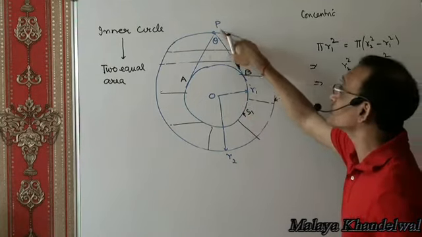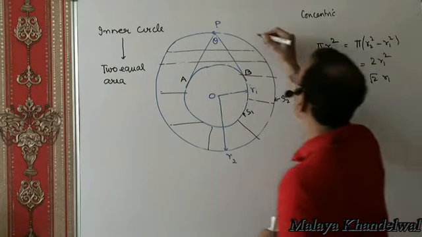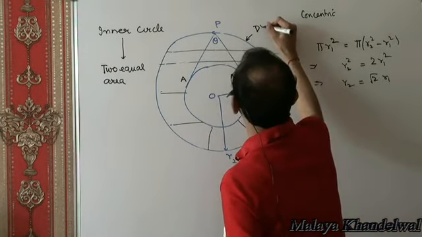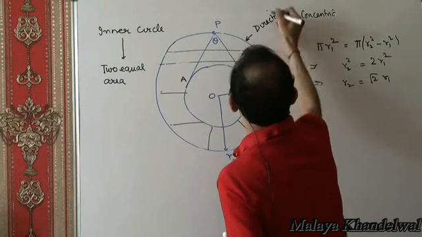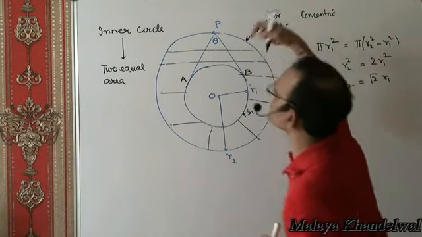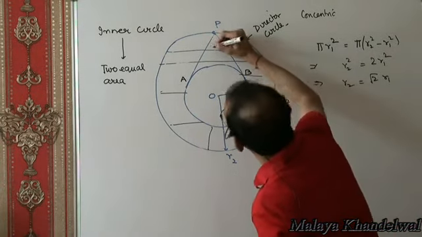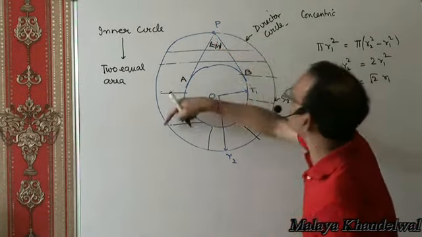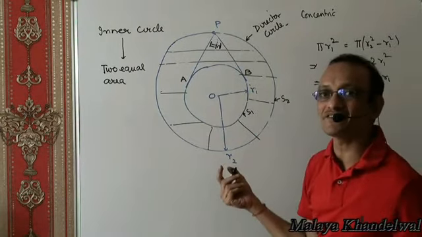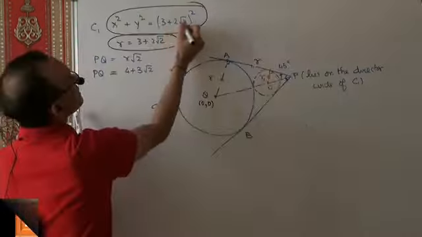That means if the radius of the outer circle is root 2 times the radius of the inner circle, this circle must be the director circle of the inner circle. And if it's the director circle of the inner circle, if I choose any point P on the circle, then the tangents must be perpendicular to each other. So the angle between PA and PB must be 90 degrees. Yes or no? Thank you so much. Bye.